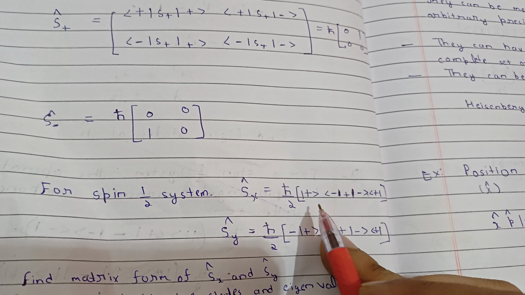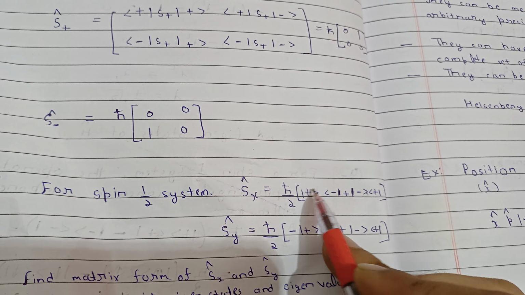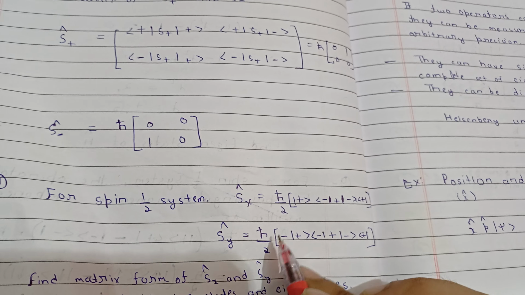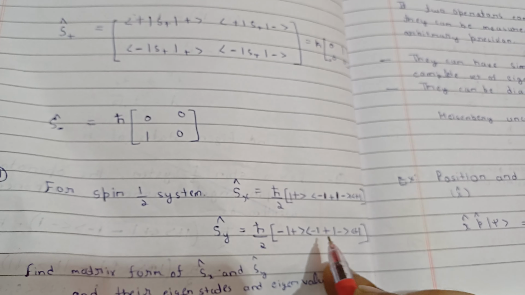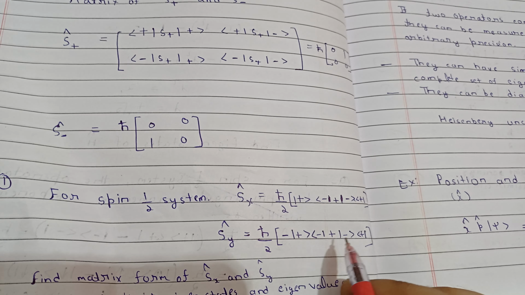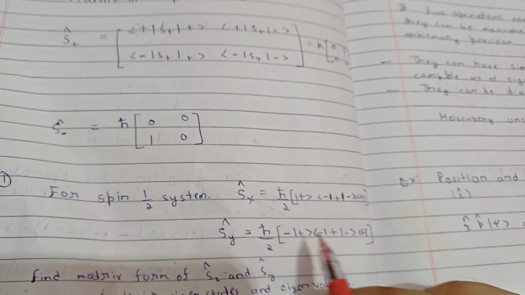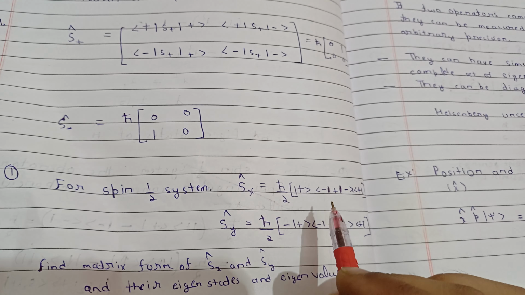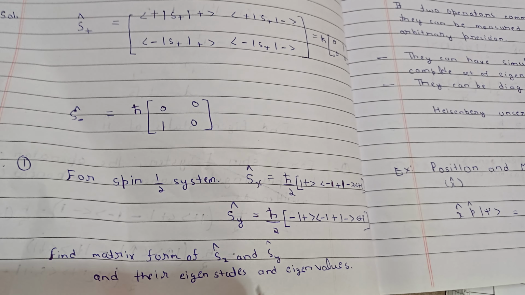So how can you do that? It is plus minus, so if you assume plus as 1 and minus as 2, it is 1 2. At the 1 2 position you will have half, and at the 2 1 position you will again have half, and all other terms are 0. And for Sy, if plus is 1 and minus is 2, the 1 2 position will be minus h cut by 2, and at the 2 1 position it will be plus h cut by 2. So you can write the matrix for this also. If you have the matrix, you can find the eigenstates and the eigenvalues.